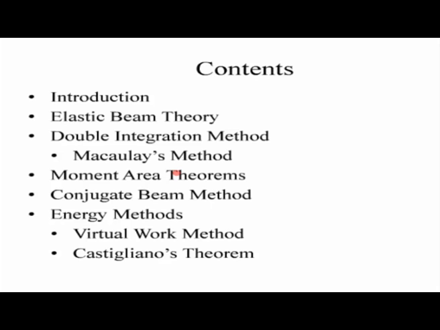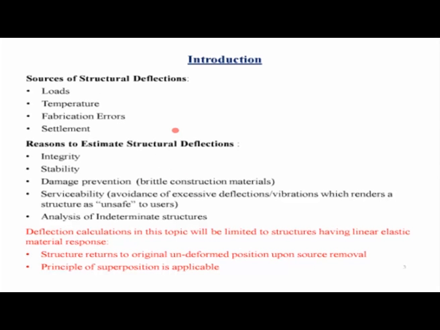Now, moving on with the introduction of this topic. So first of all, why do we need to calculate structural deflections? Most often when we design structures, the first thing that comes into our mind is the strength of the structure, whether it is adequate. But in addition to paying attention to the strength of structures, it is also important to calculate the deflections. And there are various reasons for which deflections can occur in structures. The main thing is that due to the loads, the structures will deflect because no structure is practically or completely rigid. And in addition to the loads, deflections might be due to temperature changes in the structural members, or due to some fabrication errors, or due to settlement of the structural supports.